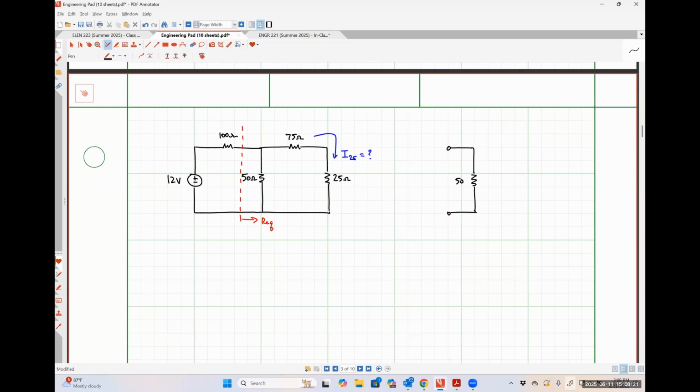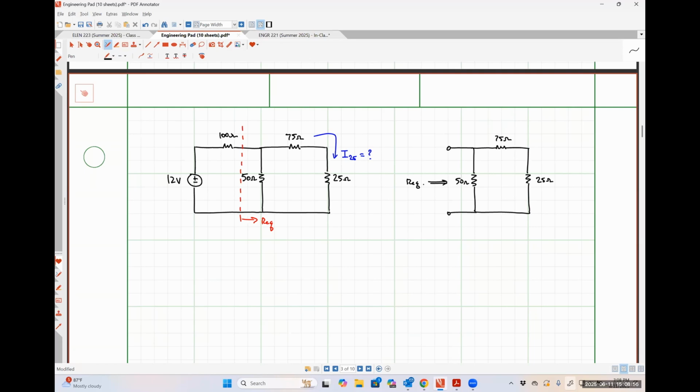So here's a 50 ohm resistor. Here's a 75 ohm resistor. And here's a 25 ohm resistor. Okay. So can one of you tell me how I might find the equivalent resistance of that network?